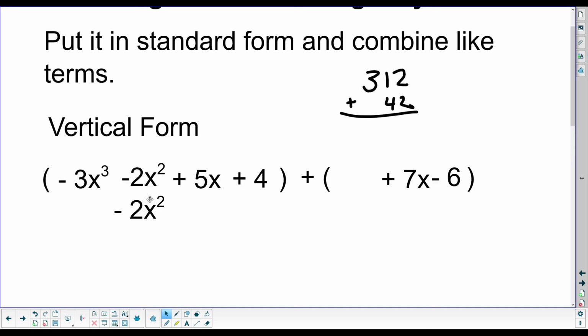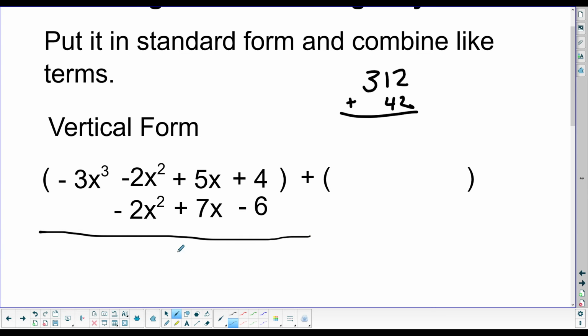When I do this, I also want to make sure that I have the same variables. So if I had an x squared and a y squared, those wouldn't necessarily be like terms, right? And then I'll take the 7x and line it up underneath here. I'll take the negative 6 and line it up underneath here, and then I'm just going to simply add these together. I could go whichever direction I want. Here, we always start on the right-hand side with the 1s, and then we carry. We're not going to do any carrying here, but it doesn't matter. We just want to write these down.